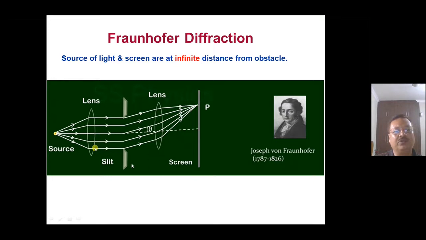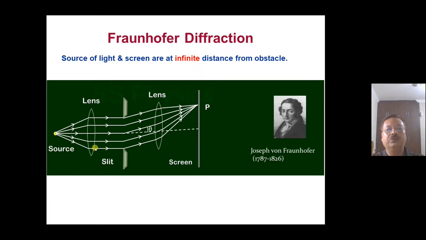To bring this infinity to a defined focal plane, we place a lens in front of that. So we see that the diffraction pattern is formed at the focal point of this lens. This is the Fraunhofer diffraction. So the source of light and the screen are at infinite distance from the obstacle.